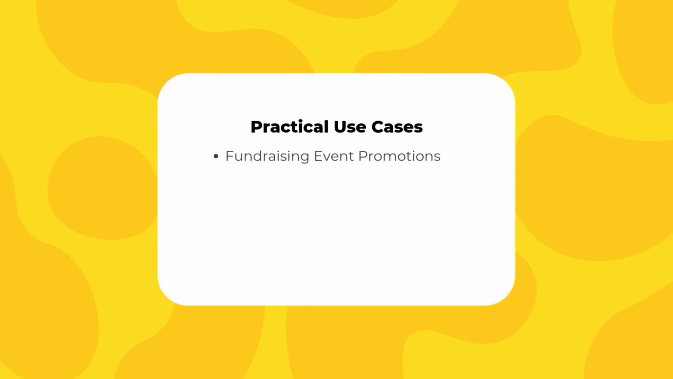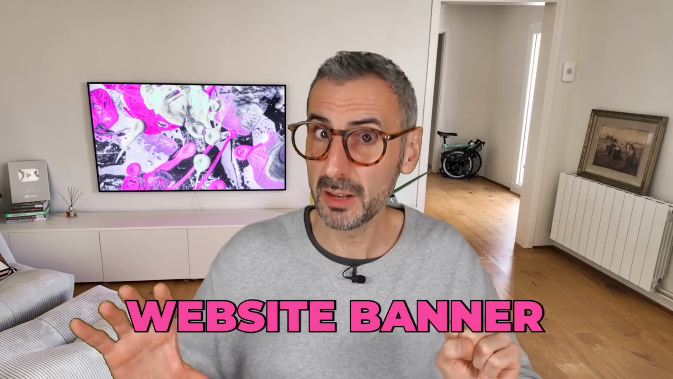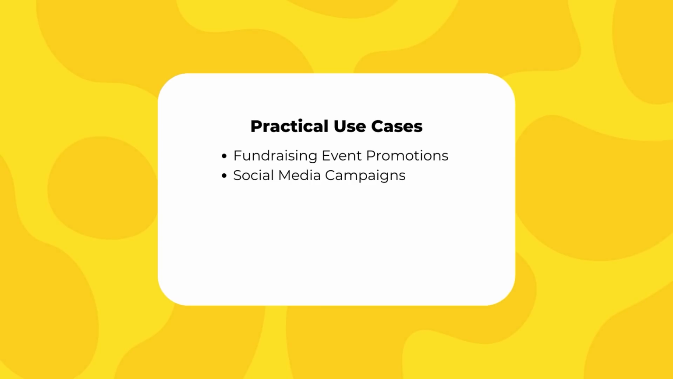So now let me quickly go over some practical use cases. The first one, obviously, is for your fundraising event promotions, okay? So if you have a website promoting your fundraising, you could have that button embedded on your website. Could be the website banner, could be the homepage, could be anywhere really. Social media campaigns. So if you are creating embedded social media campaigns, you could have links that go directly to that website that you created in Canva with that button right there. And your social media campaign would just drive traffic straight to that website.